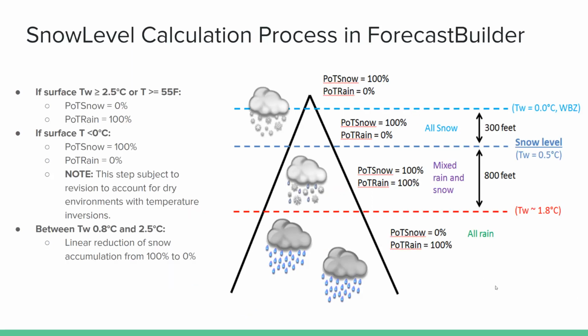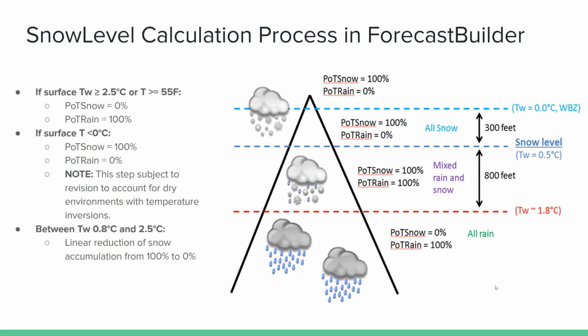In order to ensure consistency across the forecast database, ForecastBuilder has several quality control checks and guardrails on this snow level calculation. The first are a set of sanity checks, to make sure that no snow will get into the forecast if temperatures do not support it. One is at a wet bulb temperature of 2.5 degrees Celsius, and the second at an ambient air temperature of 55 degrees Fahrenheit. These values were chosen to be liberal enough to support situations where snow could fall at temperatures much above freezing in dry climates.